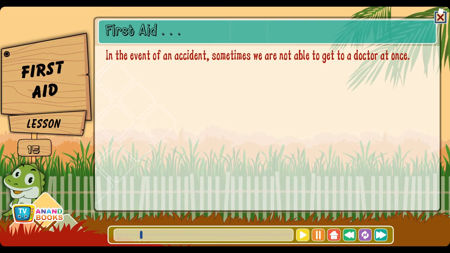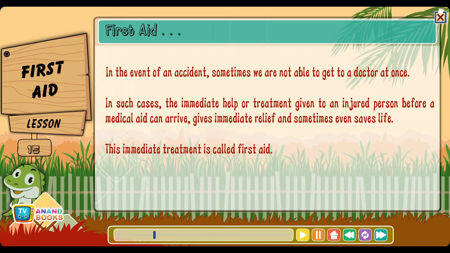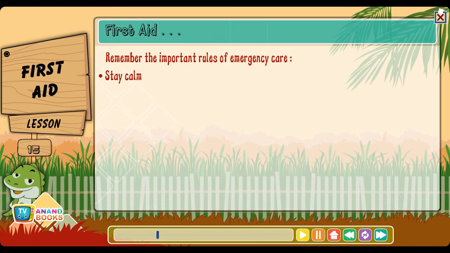In such cases, the immediate help or treatment given to an injured person before a medical aid can arrive gives immediate relief and sometimes even saves life. This immediate treatment is called first aid. Remember the important rules of emergency care. Stay calm. Act fast. Call the doctor immediately.